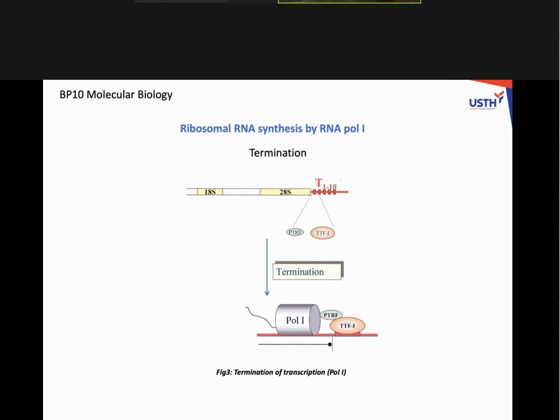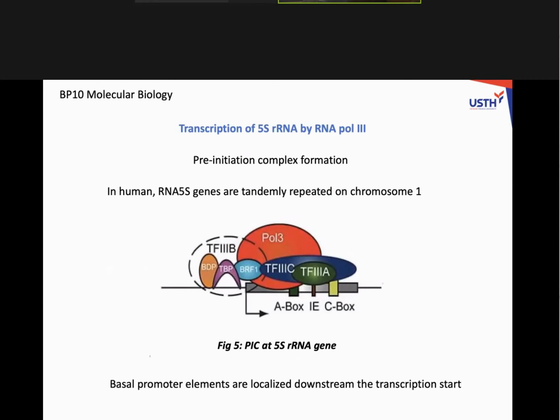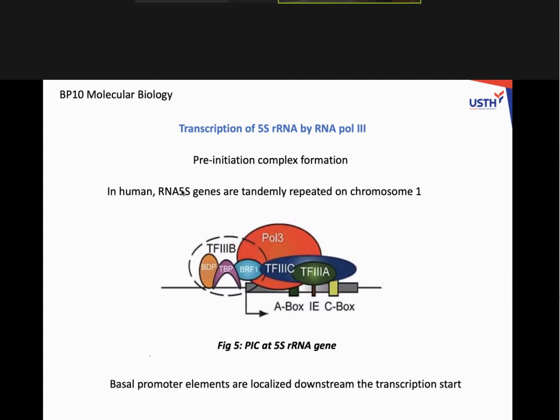Okay. Now we're going to look at POL3. We're going to do exactly the same: how is the initiation and how is the termination? Because this is the only important point to compare between the three polymerases.